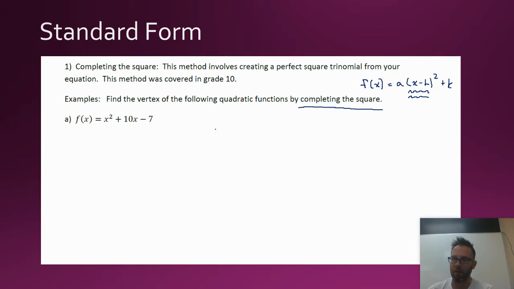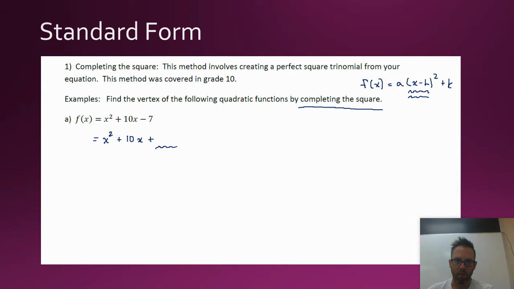We have to, because there's no perfect square. This is not a perfect square trinomial. So we kind of have to make one on our own. So what we want to do is take x squared plus 10x, and we want to find some number that makes that a perfect square trinomial. We want to complete the square.